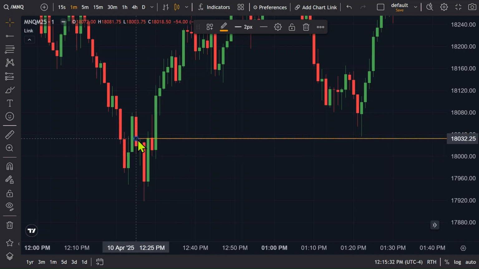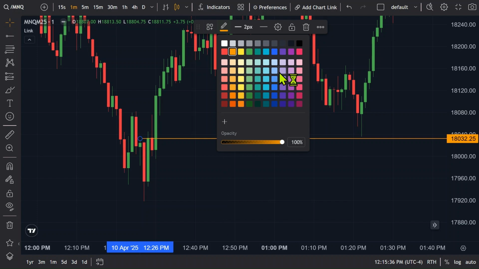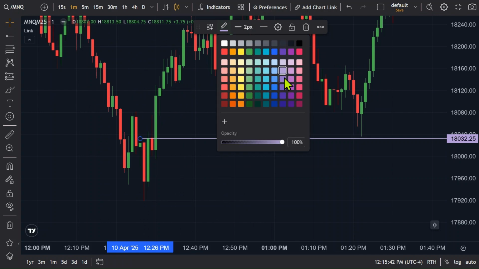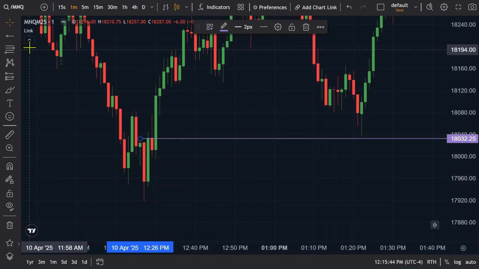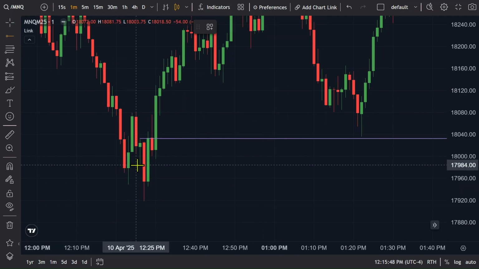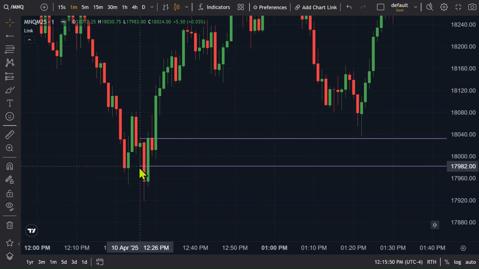I'm just going to keep the lines, and y'all have to realize that those lines are, I might label them, I don't know. Let's make it a little bit more purple than that. So this is our bullish breaker.